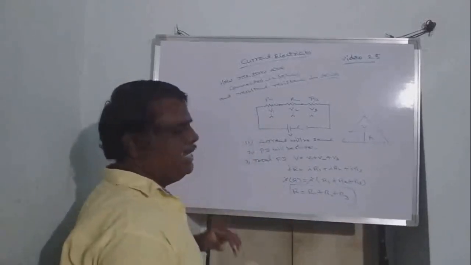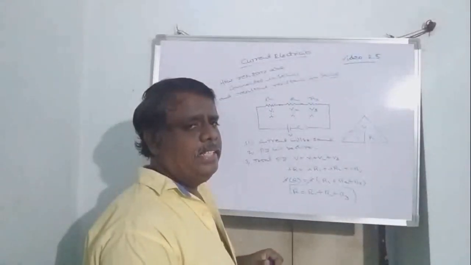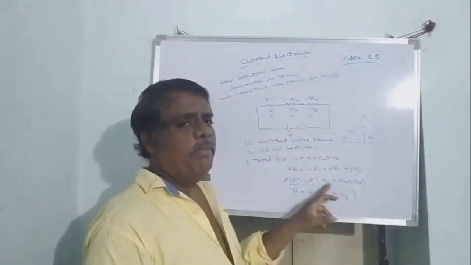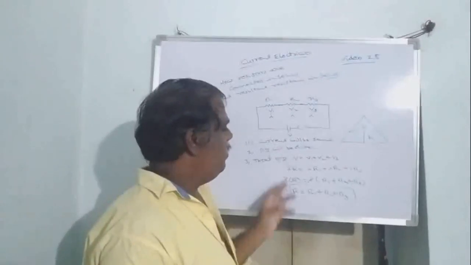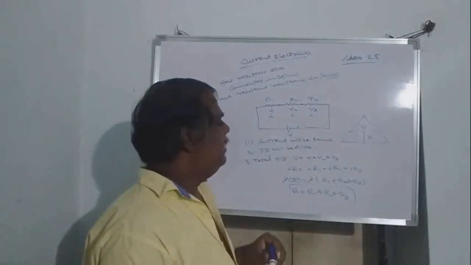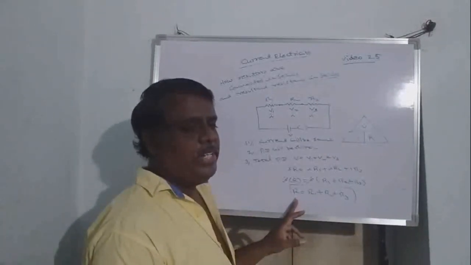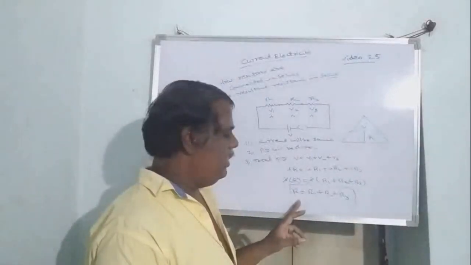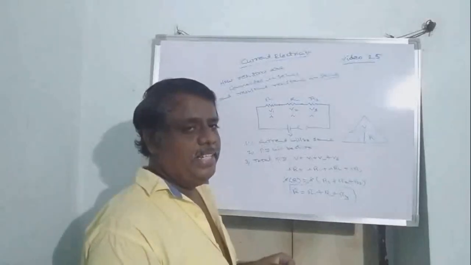Here R is the resultant resistance or effective resistance or resistance of the combination. The resultant resistance will be equal to the sum of the individual resistances. In this way we have to calculate when the resistors are in series. When the number of resistors increases, the effective or resultant resistance also increases, because it is equal to the sum of the individual resistances.